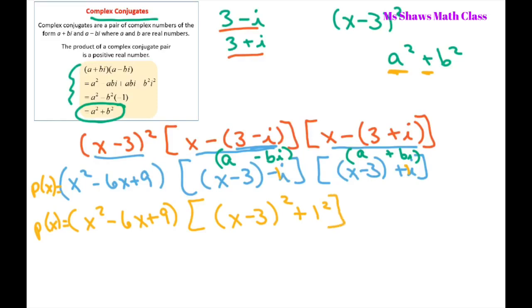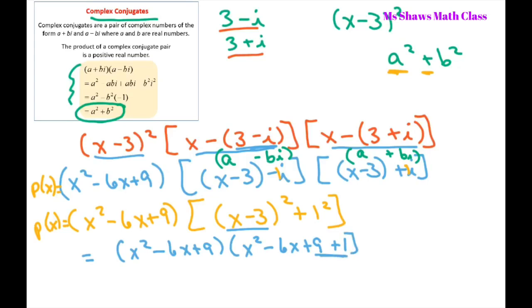So we finally get our x squared minus 6x plus 9. This part here is the same thing actually: x squared minus 6x plus 9. And then we have to add the 1. So this equals 10. So finally we have x squared minus 6x plus 9 times x squared minus 6x plus 10.